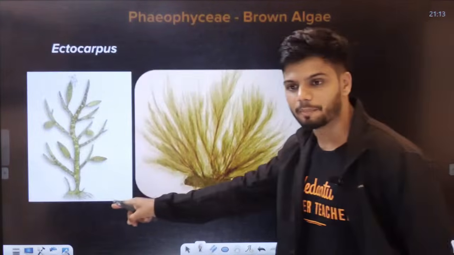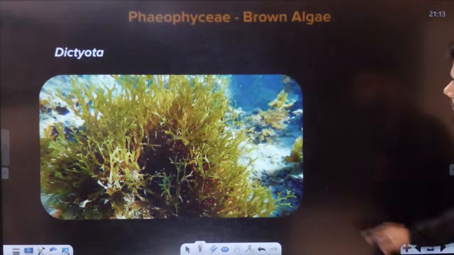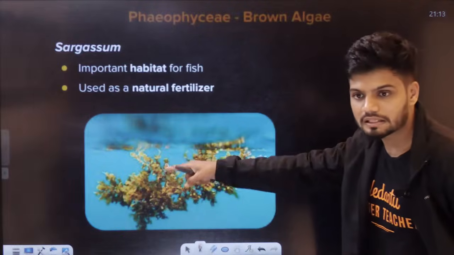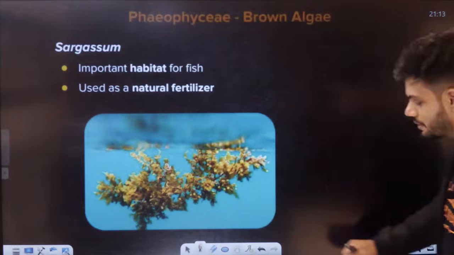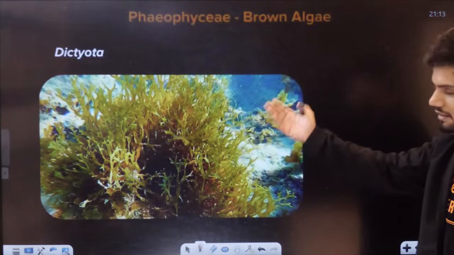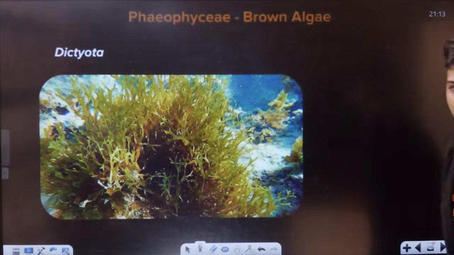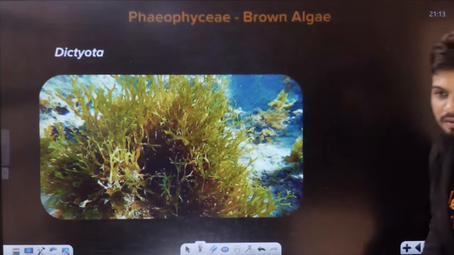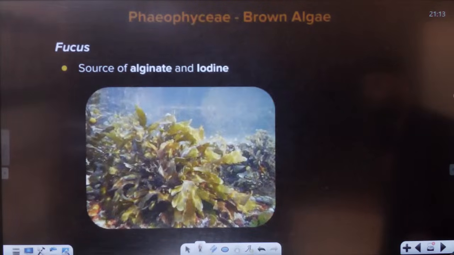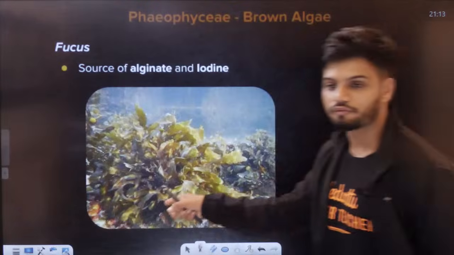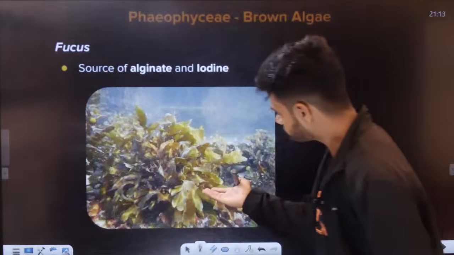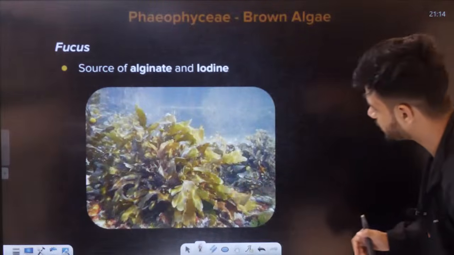See, these are the examples. Ectocarpus, students. Dictyota here. Sargassum. These are different images. See, Dictyota looks like an underwater plant. It is technically a seaweed only. Now, Sargassum here. Fucus. Fucus looks like paper, which is floating everywhere.